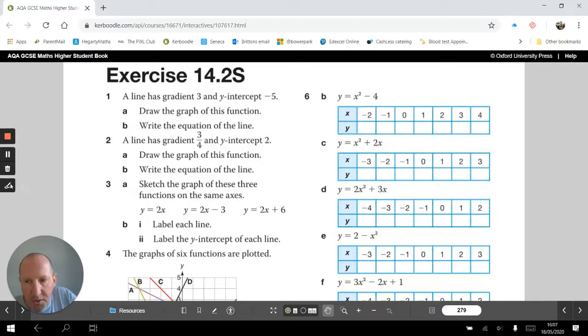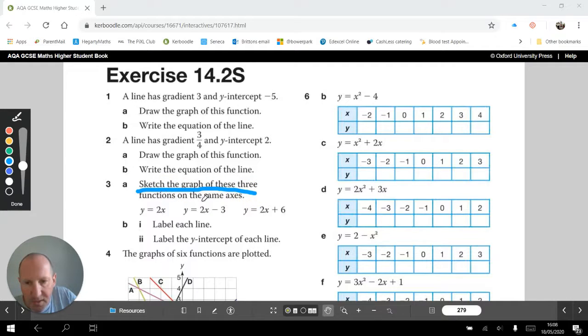Moving on to the next question. Number 2 is just the same, so I'll leave you to practice that one. Number 3, sketch the graph of these 3 functions. Sketch again means you haven't got to work out a whole table of results. You can just use your knowledge to draw them.